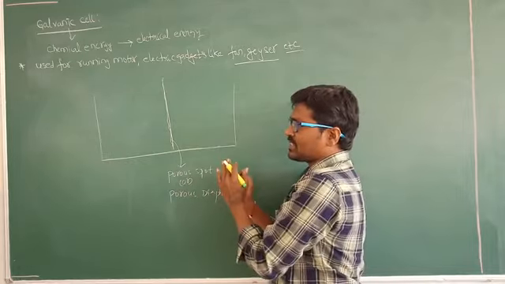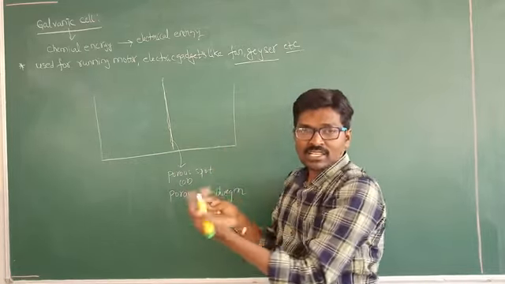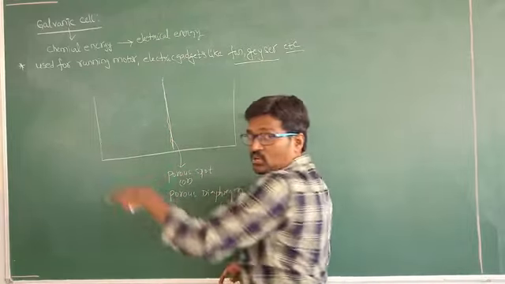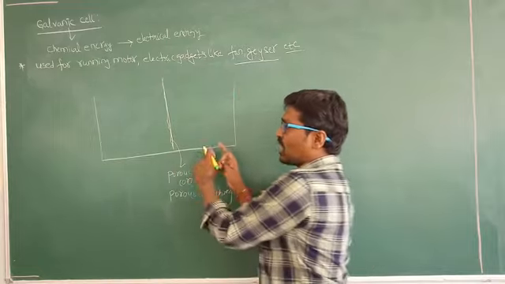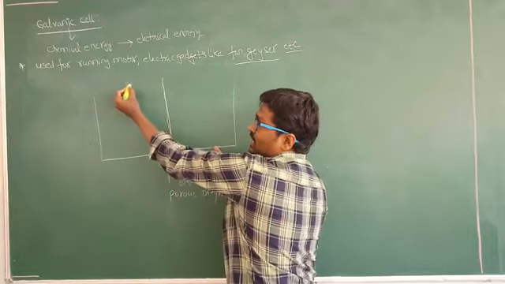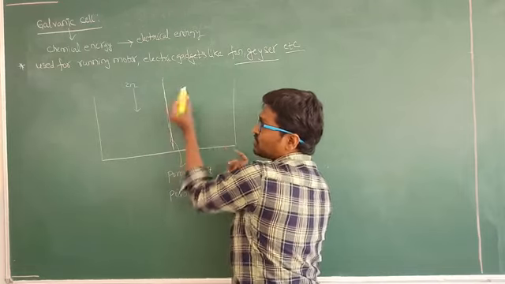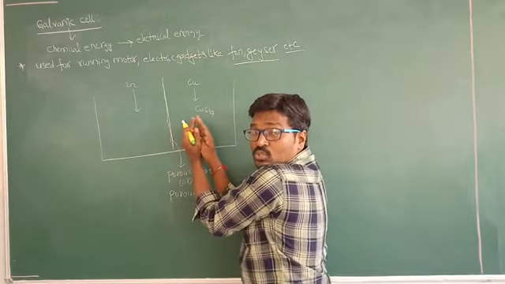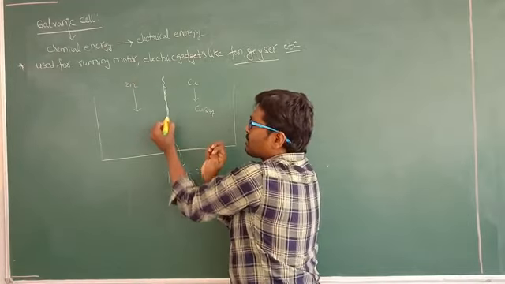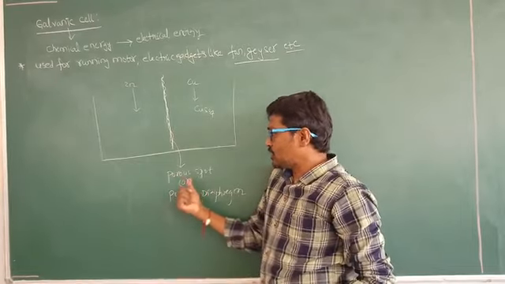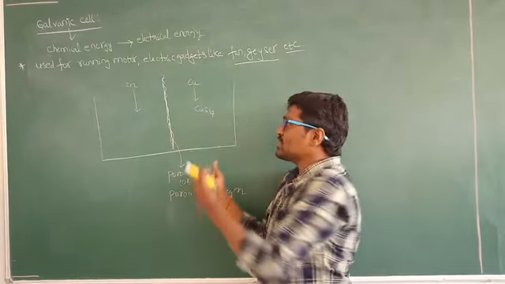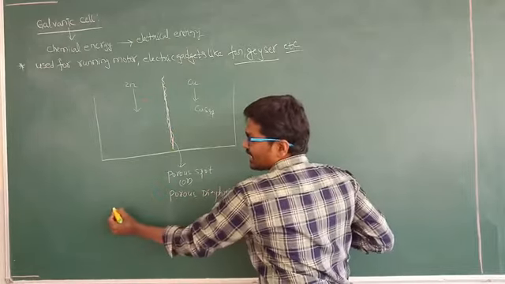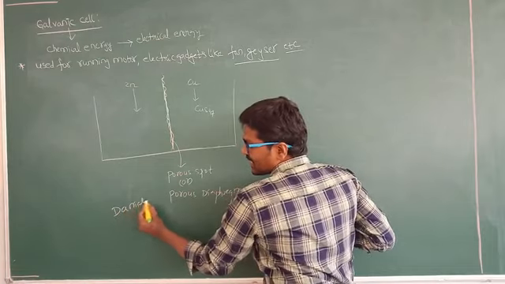In the galvanic cell, we take two measures, but in the Daniel cell, we take only one. In that measure, two half cells are considered: the zinc rod is dipped in zinc sulfate solution, and the copper rod is dipped in copper sulfate solution. These two solutions are separated by a porous pot or porous diaphragm. If we use such a porous pot, that type of cell is called a Daniel cell.